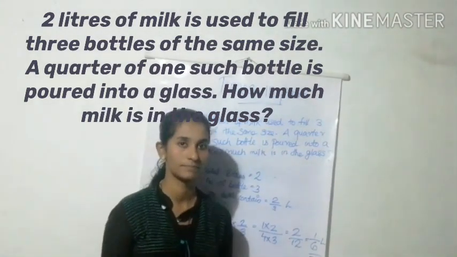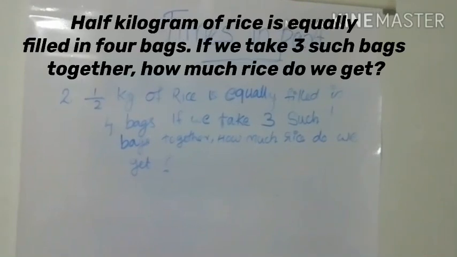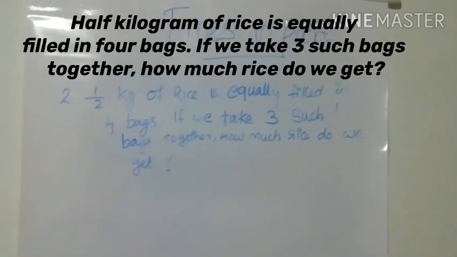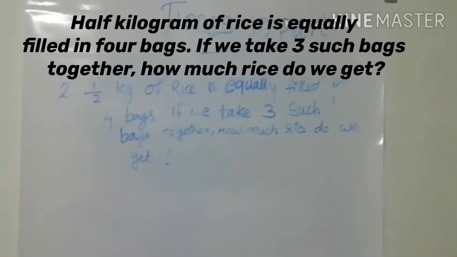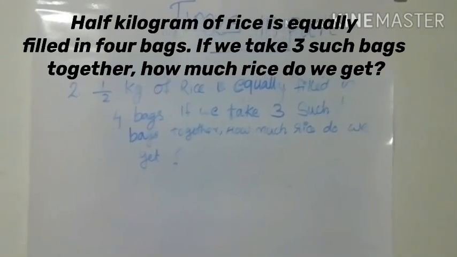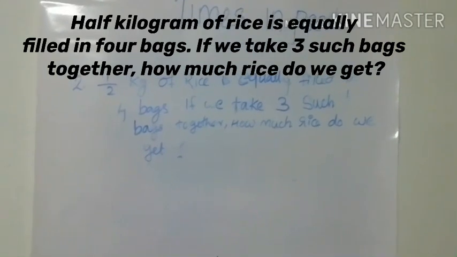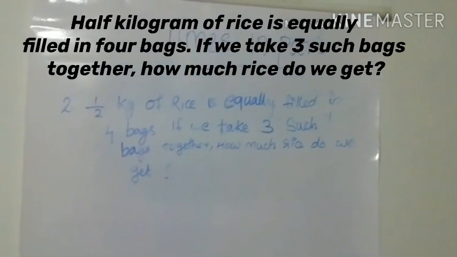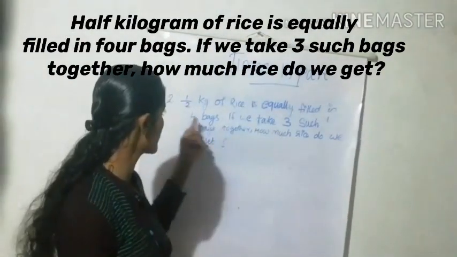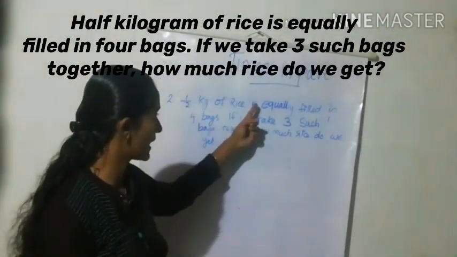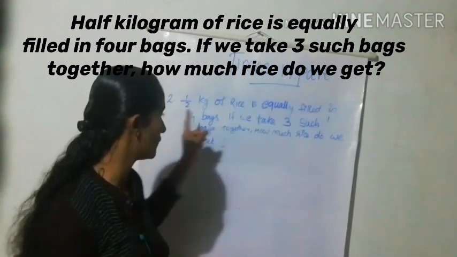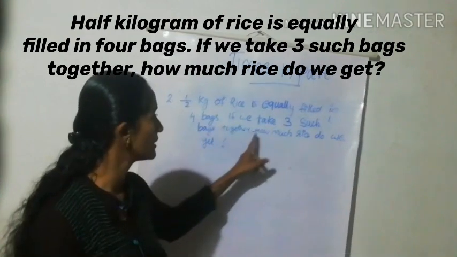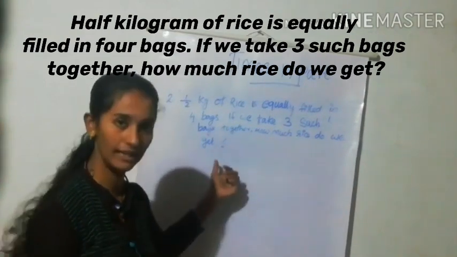Okay, children. Moving to the second question. Half kilogram of rice is equally filled in 4 bags. If we take 3 such bags together, how much rice do we get?